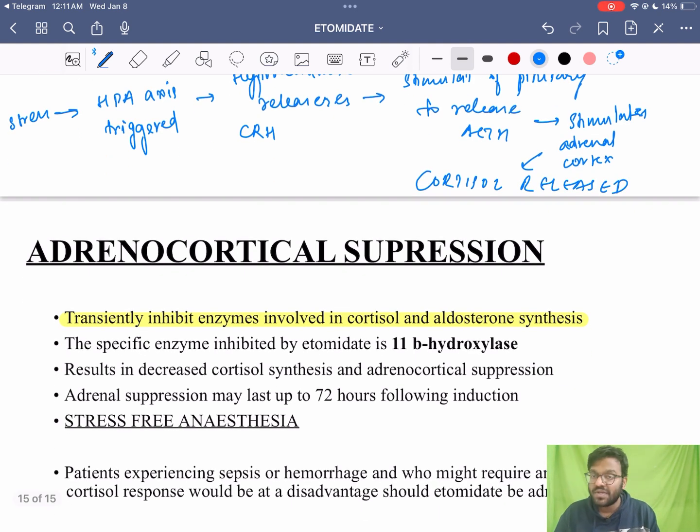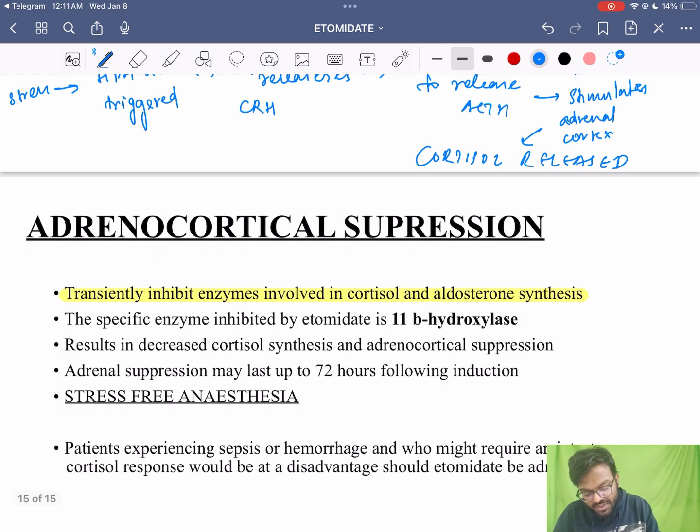So what happens when you give etomidate? The enzyme 11 beta hydroxylase is inhibited, which is a very important enzyme in the pathway of cortisol synthesis. So when cortisol release is inhibited, the stress response is gone. It is very harmful in patients, especially in the ICU, who are dependent on the stress response of the body for management of their infection or whatever stress their body is facing. When etomidate reduces that, this is going to be very, very hazardous for patients in ICUs.